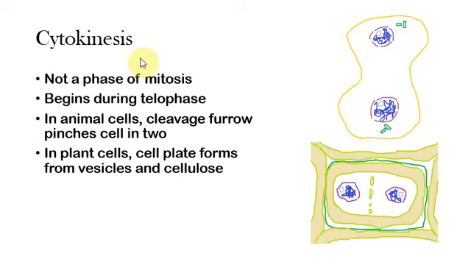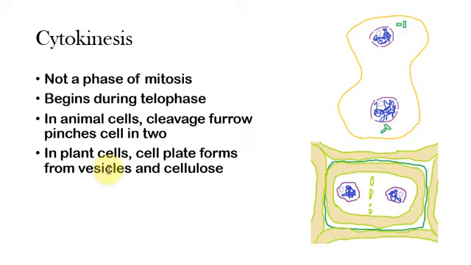Lastly, we have cytokinesis. Now, cytokinesis is not actually part of mitosis, but it's the process by which the cell actually pinches into two. It begins during telophase, and I showed you right here where the cell starts to pinch. That's cytokinesis right there. It's not actually part of mitosis, but it happens at the same time. In animal cells, this is known as a cleavage furrow, and it's just a bunch of protein complexes that tighten and tighten until the cell pinches right into two.